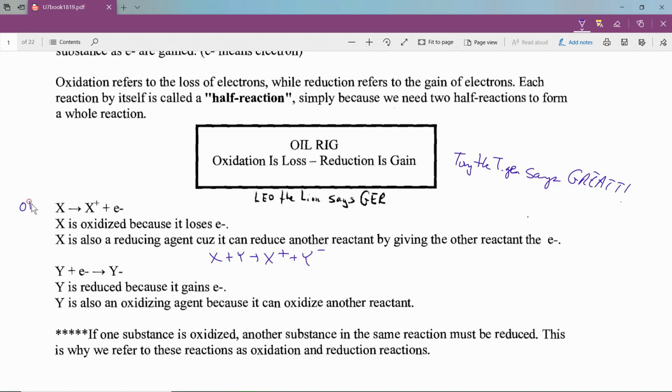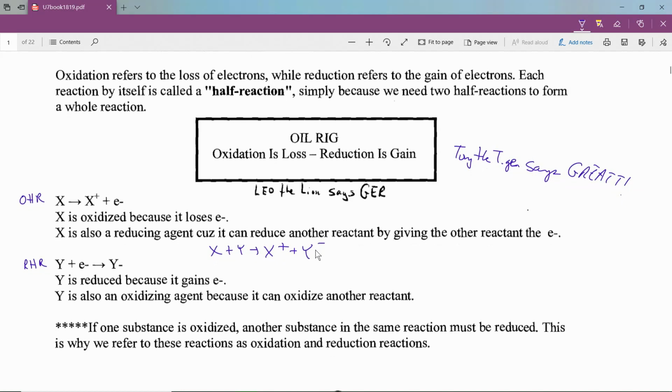This is called the OHR, or the oxidation half reaction, and this is called my RHR, my reduction half reaction. If I put them together, I get my overall redox reaction. So X is oxidized and Y is reduced. Okay?